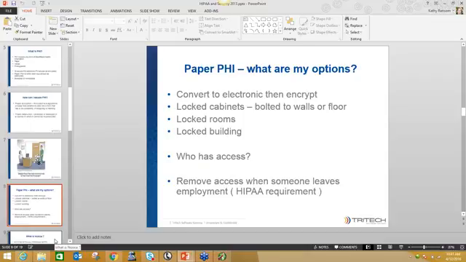When you have paper protected health information, or PHI, your options are to convert it to electronic and then encrypt it. You would want to keep paper in locked filing cabinets bolted to floors or to the walls. Keep them in locked rooms in a locked building. And then make sure that you know who has access. And when those people leave, remove the access.